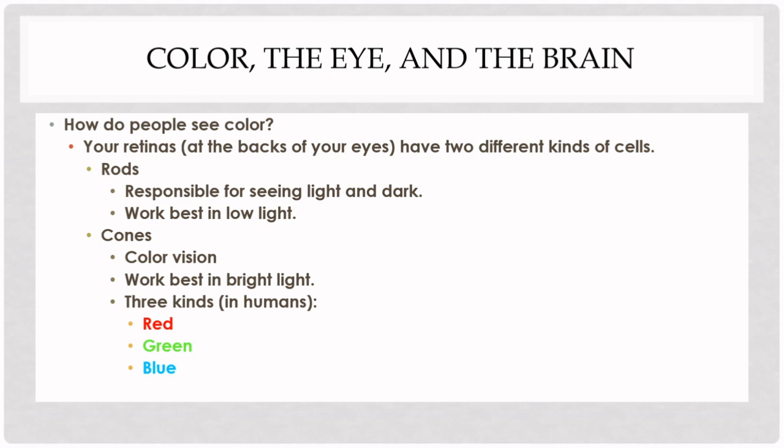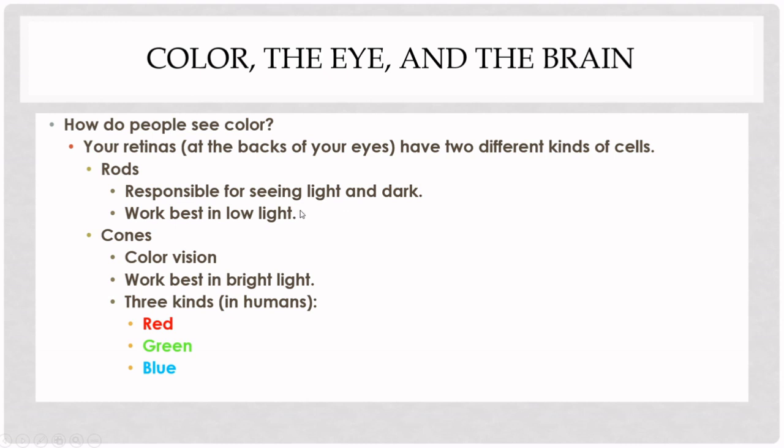All right, let's start with how do you see color? Well, at the back of your eye, you have a special layer of cells called a retina. You have one in each eye. And retinas are made up of two different types of cells called rods and cones. Now, the rods are basically just responsible for distinguishing between light and dark. If you can look at something and tell that it's light red versus dark red, the rods aren't really responsible for telling you that it's red, but they are responsible for telling you what shade of red it is.